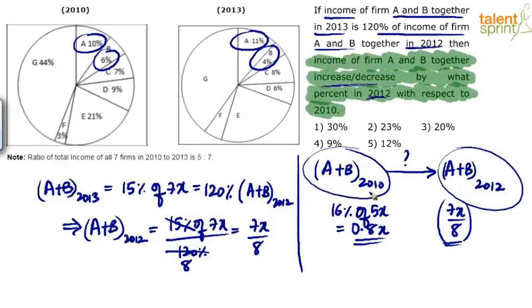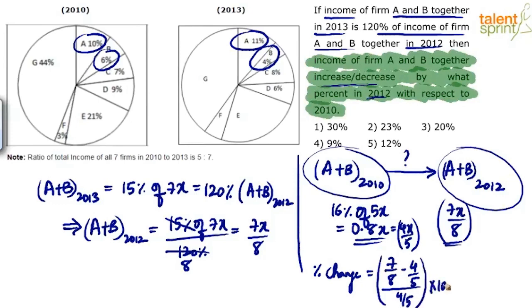How do you get that? Final minus initial by initial into 100. Do that. So this 0.8 actually is like 4 by 5, right? You're able to follow. It can be taken as 4x by 5, for the sake of simplicity, right? So final minus initial by initial into 100. So percentage change will be equal to 7 by 8 minus 4 by 5, upon 4 by 5, into 100. Final minus initial by initial into 100.